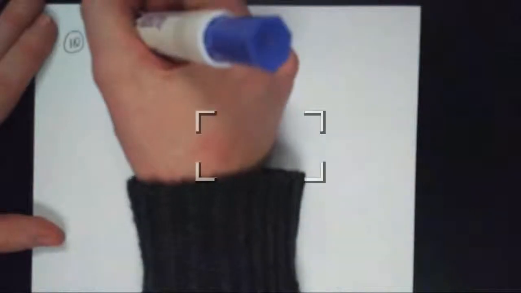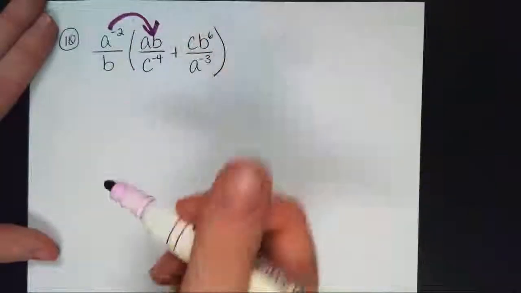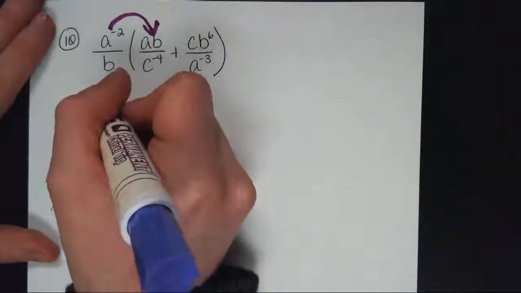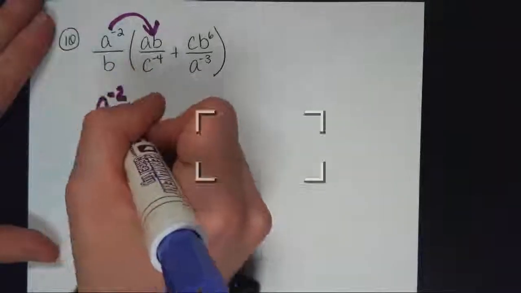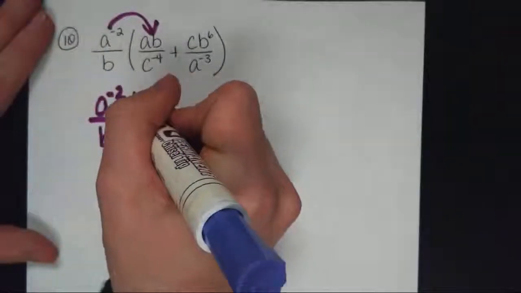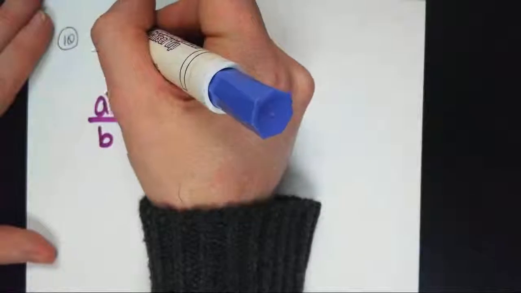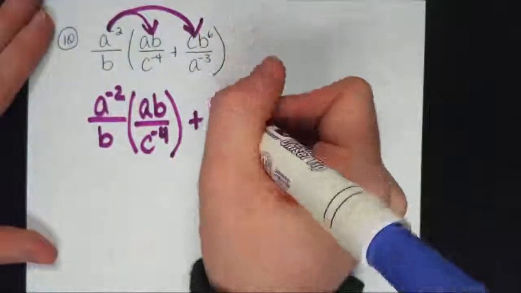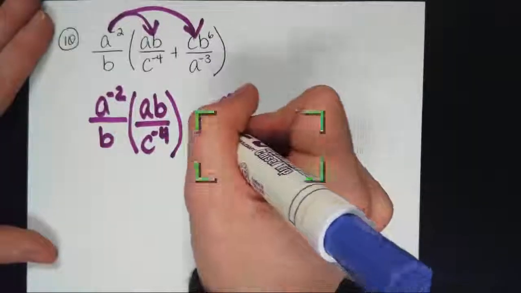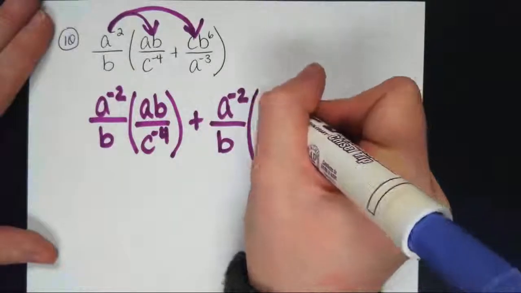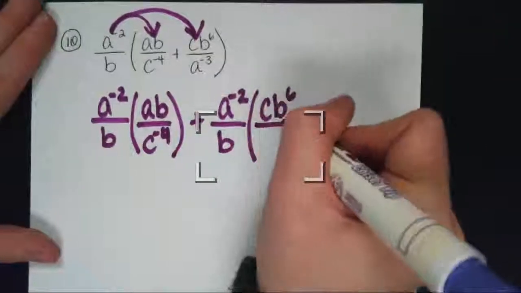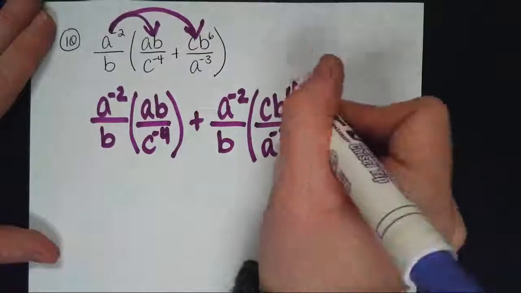I'm having to distribute my outside term to each term inside my parentheses. So I have to multiply this outside times the first inside term. Now that gives me a to the negative 2 over b times ab over c to the negative 4th. Then I've got a plus, and I have to multiply this outside term by the second term in parentheses. So a to the negative 2 over b times cb to the 6th power over a to the negative 3rd.